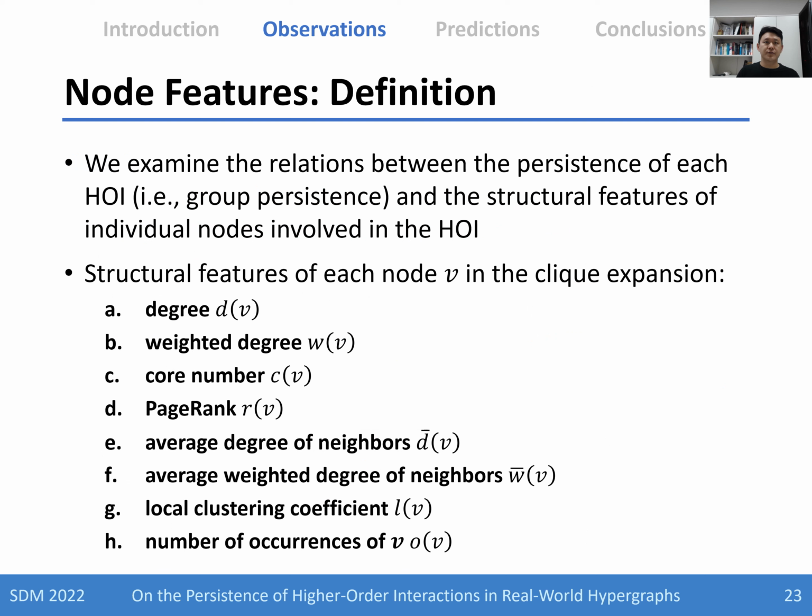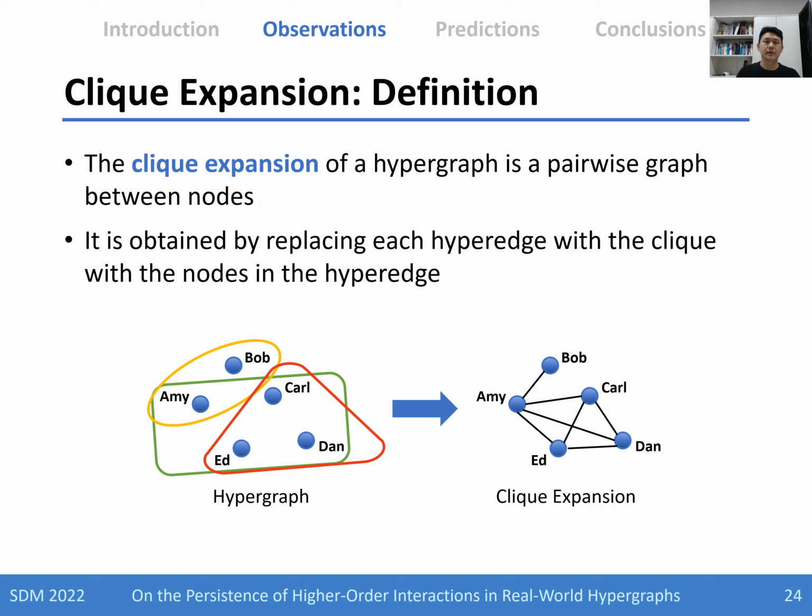So far, we used group features to examine the relations between them and the group persistence. Now we examine the relations between the features of individual nodes involved in the HOI and the group persistence. Here we define the 8 structural node features. These node features are computed in the Clique expansions of the hypergraphs.